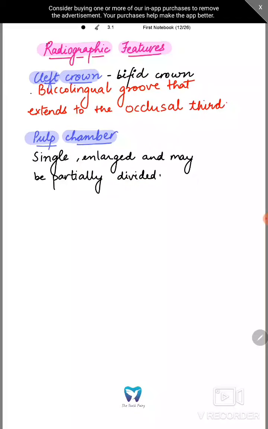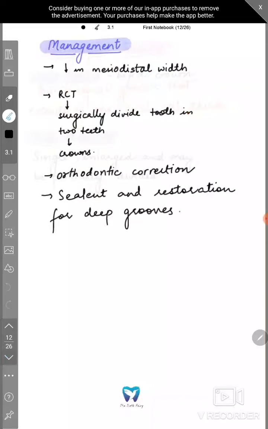In the radiograph we can see a cleft crown, a bifid crown, that is, the crown is divided into two parts. There will be a buccolingual groove which extends to the occlusal third, and it will appear that it is dividing the crown into two parts. The pulp chamber can be single, enlarged, or partially divided.